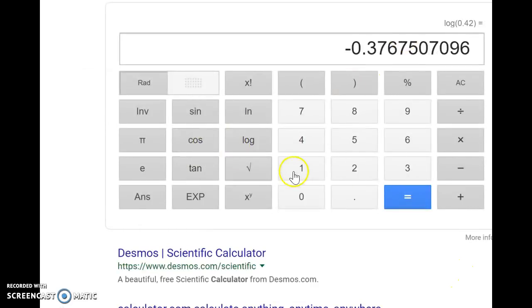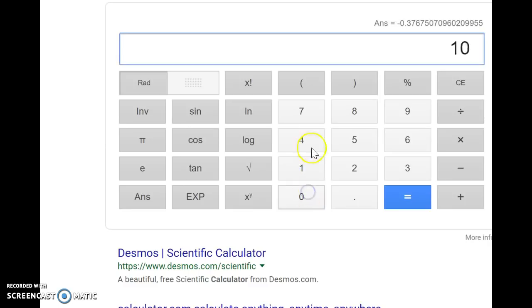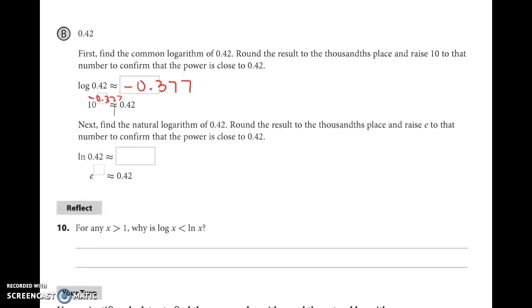So back to my calculator. I take 10 to the power of negative, there's a negative sign on here. Let's see if that works. Negative 0.377. And I do get approximately 0.42, right? This would round up to 0.42. So yes, that worked out.